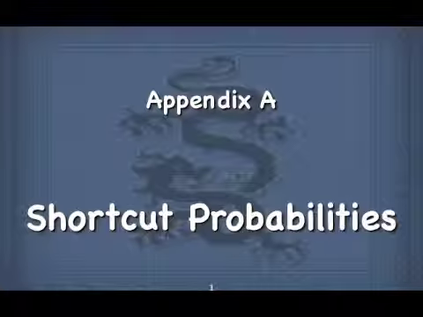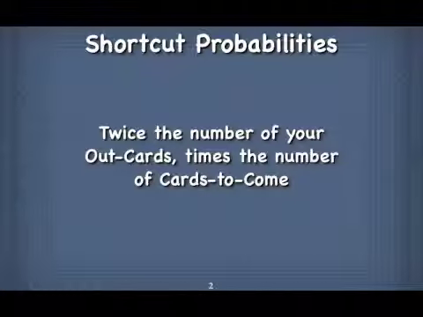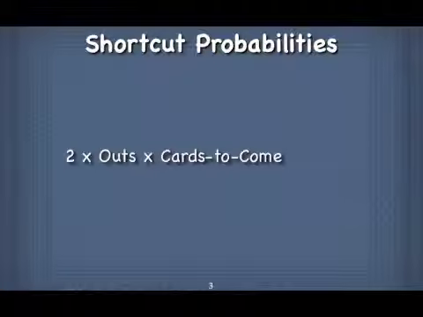I've chosen to express everything in probability percentages because it allows me to use a shortcut method of calculating the chances of making a hand. Here's the formula. Twice the number of your out cards times the number of cards to come. Or simply, 2 times outs times cards to come.